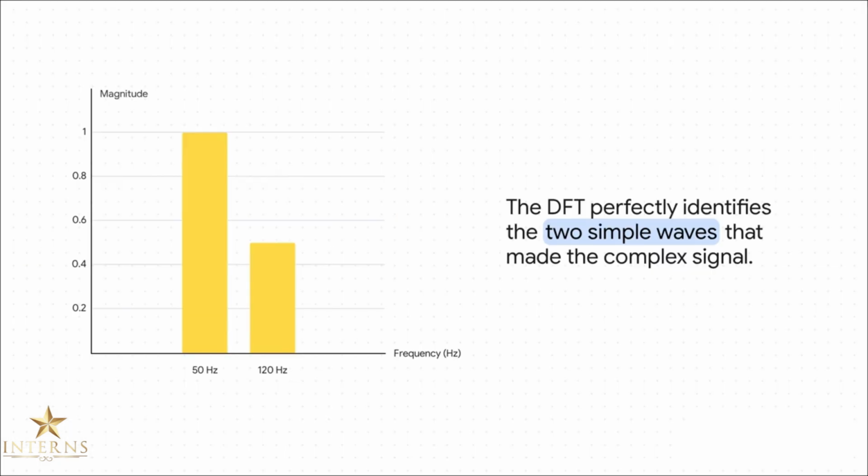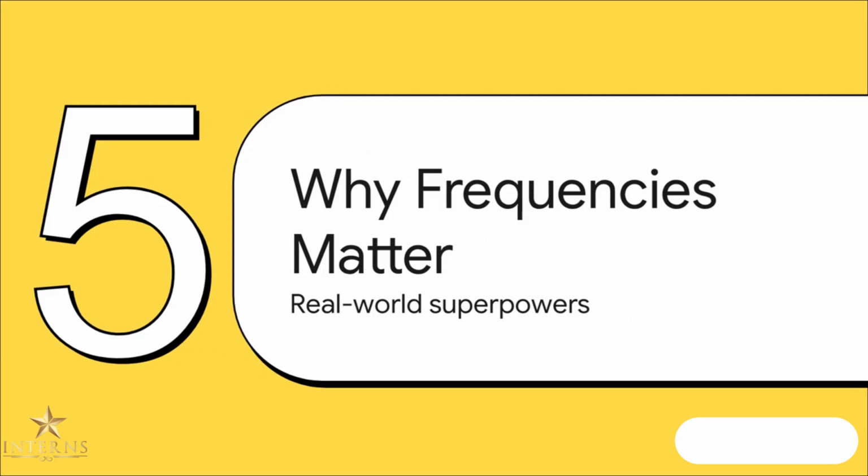And here it is, the brilliant result. Remember that one chaotic wave we started with? After we run the DFT, this is what we get. A beautifully simple chart. Just look at that. Two clean, distinct spikes. One at 50 Hz and another at 120 Hz. That means one wave cycles 50 times per second and the other 120. The DFT perfectly identified the two simple waves we used to create our complex signal. It found the recipe.